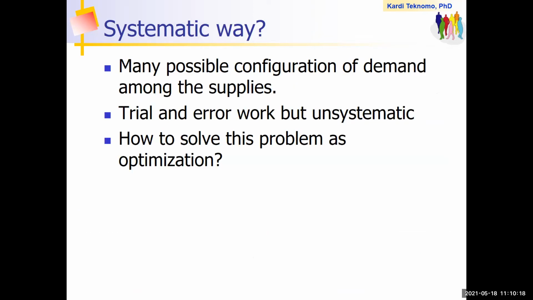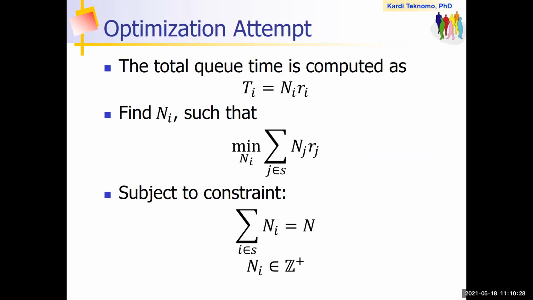There are many possible configurations of demand. Trial and error works, but is unsystematic. How to solve this optimization? Use maximum entropy. Let's try, okay? The question is, what is the probability, isn't it? Let's try this.